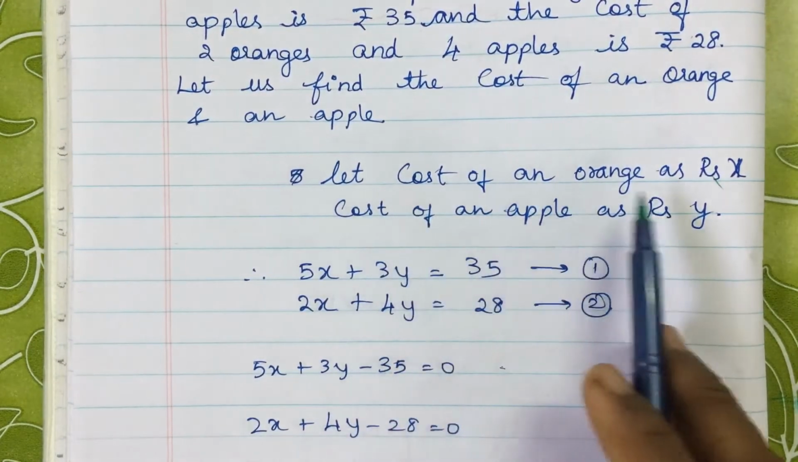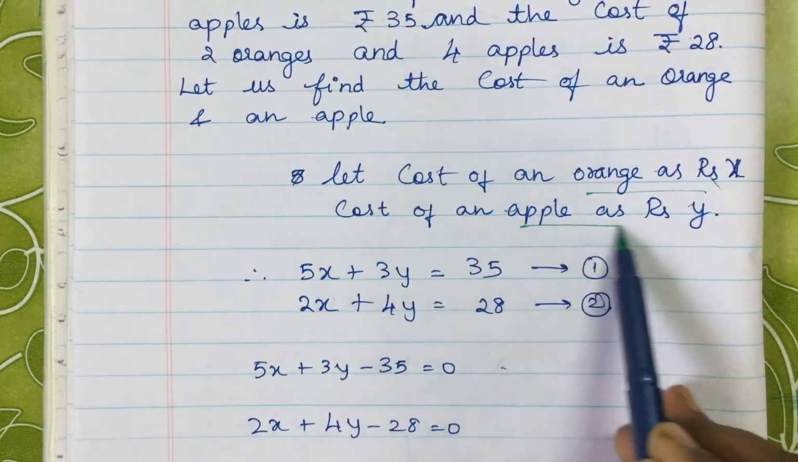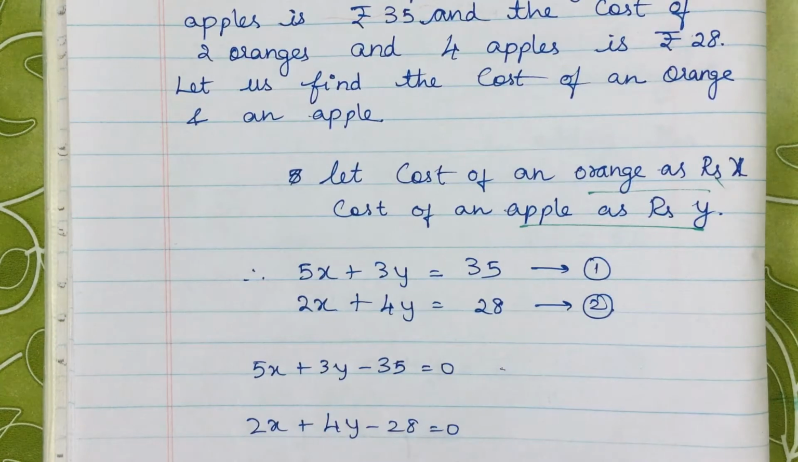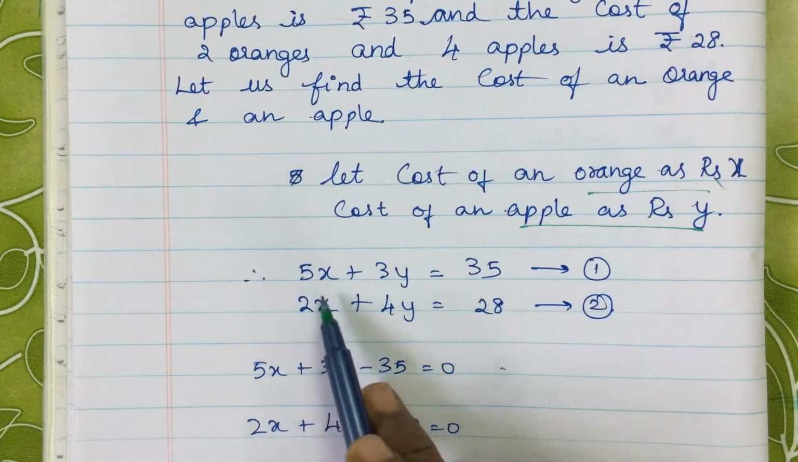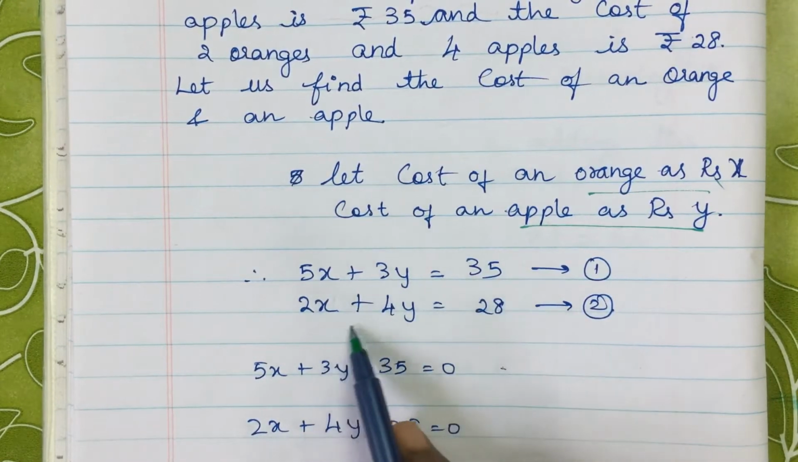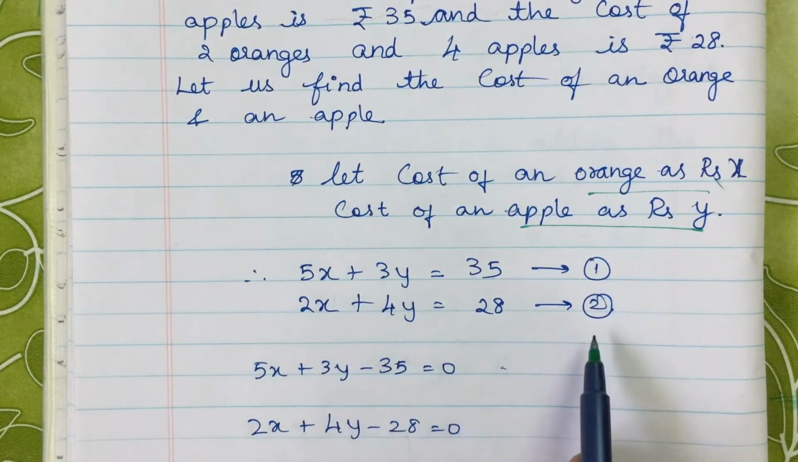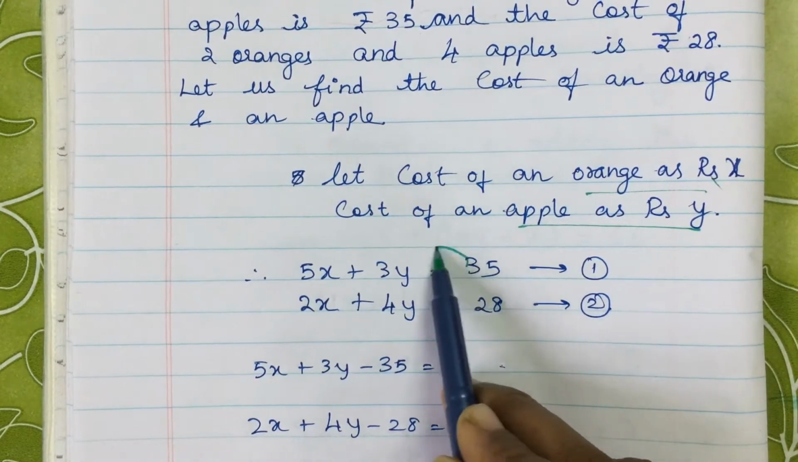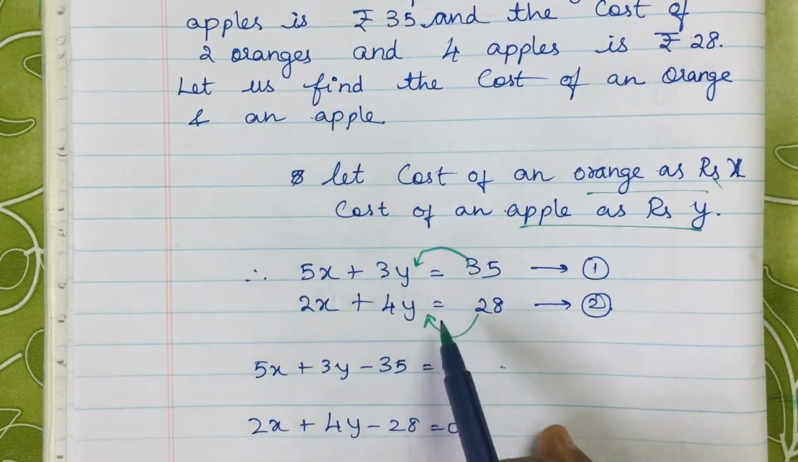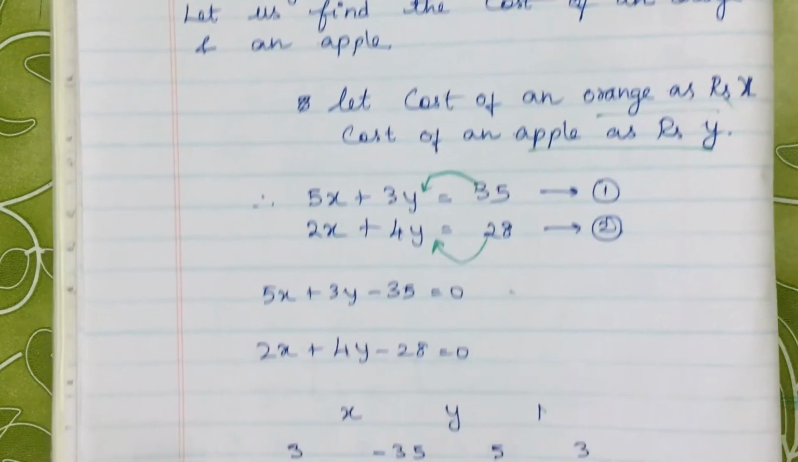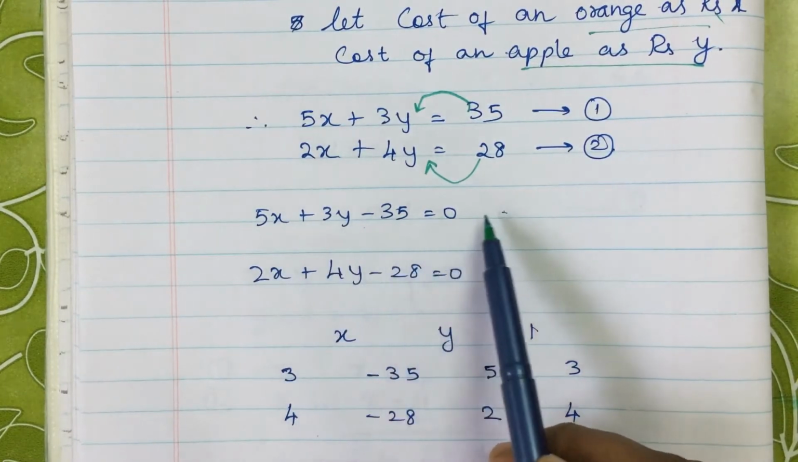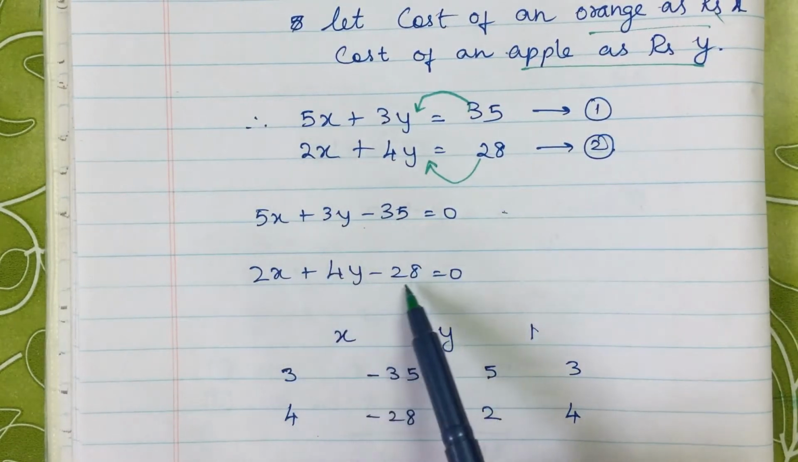So I am assuming the cost of orange as x, cost of apple as y. So I am putting whatever is given in the question as an equation. So 5x plus 3y equal to 35, 2x plus 4y equal to 28, right? So what I have to do, I have to bring this 35 to this side and 28 to this side. I have to rewrite the equations. So after rewriting, I am getting 5x plus 3y minus 35 equal to 0, 2x plus 4y minus 28 equal to 0.